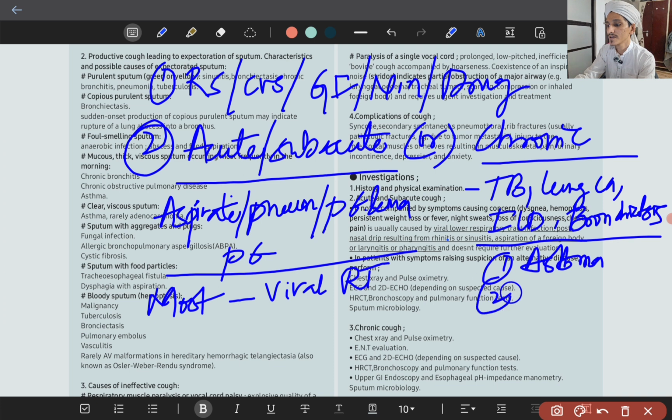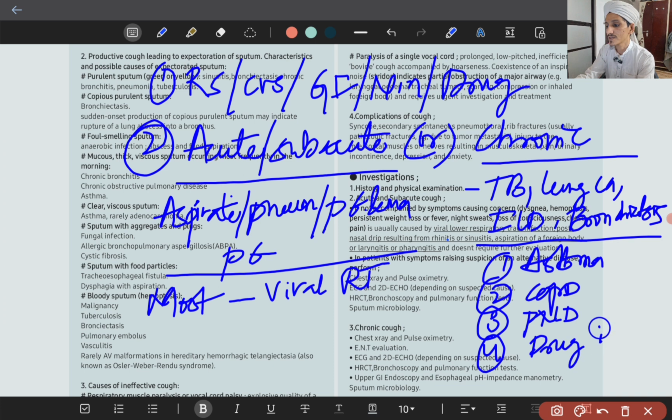Second, COPD. Number three, post-nasal drip due to chronic rhinosinusitis or sinusitis. Number four, drug-induced cough due to ACE inhibitors. Okay, these will be the four common causes contributing to the cough if we have ruled out other causes after investigations.